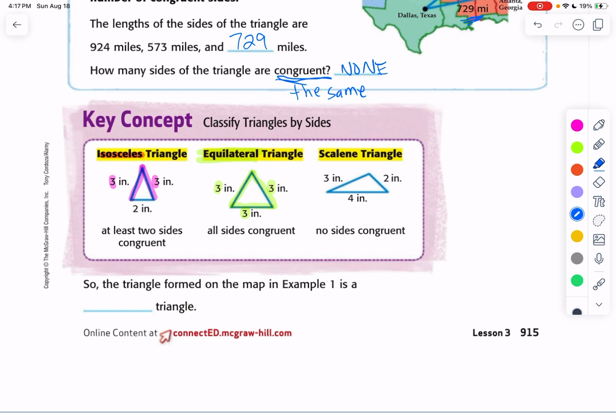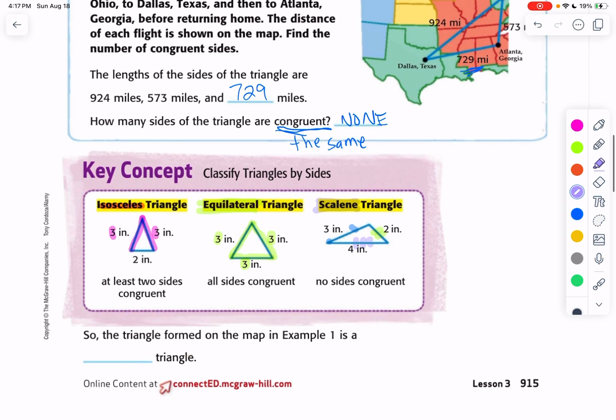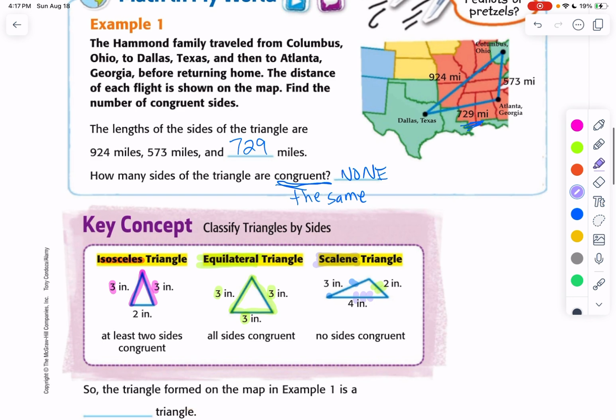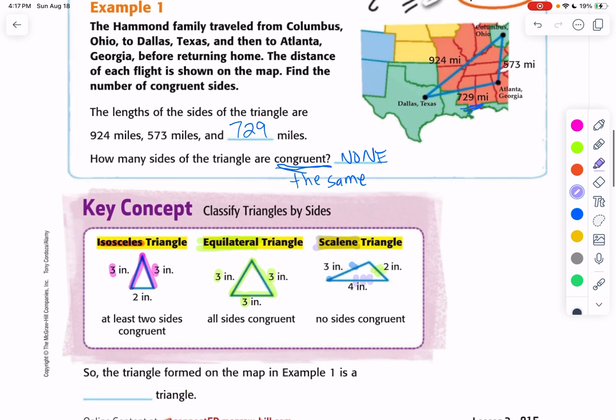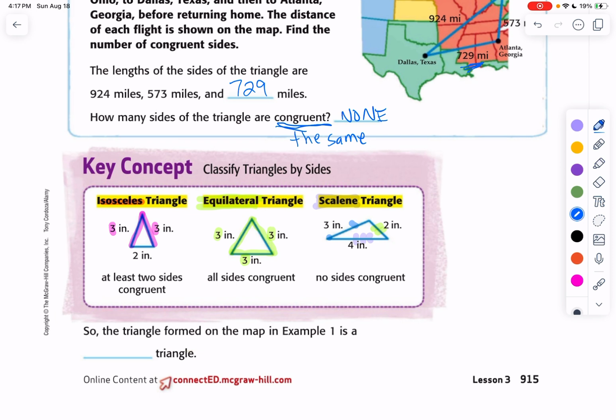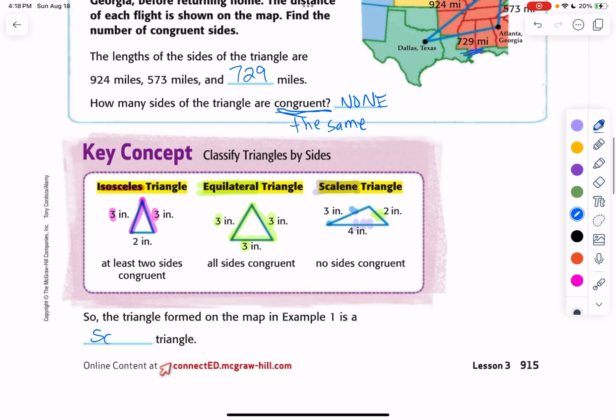And our third example here, none of the sides are congruent. This one and this one and this one are all different, 3, 2, and 4 inches. When that happens, we call the triangle a scalene triangle. So knowing this about how we can classify triangles by their sides, what is the one up here on the U.S. map? Well, they were all different. None of them were congruent. No sides congruent means that was a scalene triangle.